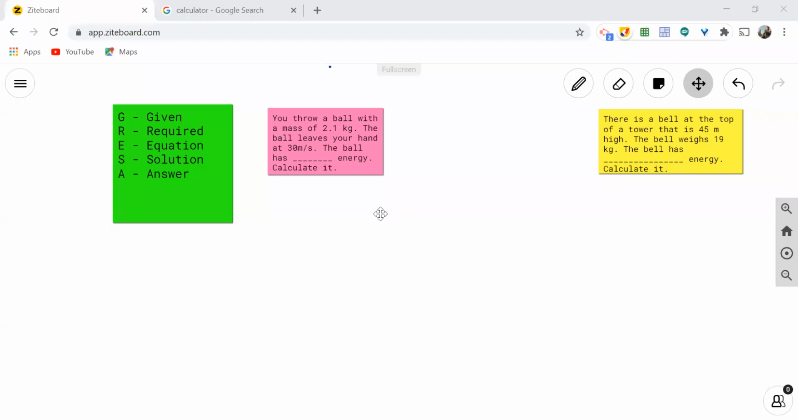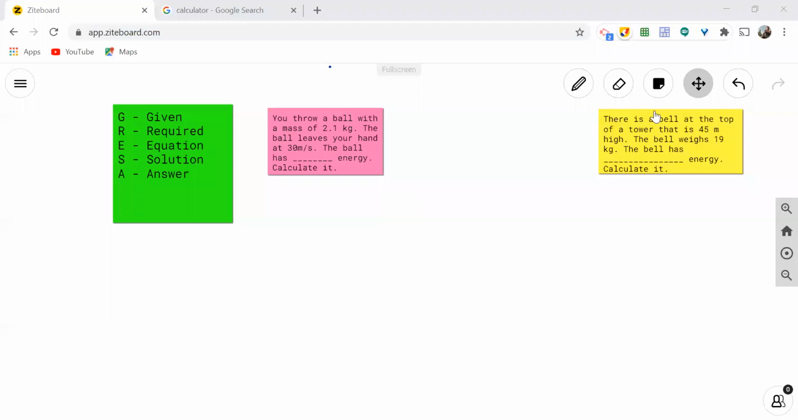Let's move to the computation part. We're going to use the GRESA format in solving the potential and kinetic energy problems. Of course, G stands for our given, and R is the required, or what is being asked in the problem. And we need to write down the equation or the formula to be used, and S for our solution. And letter A is for our final answer.